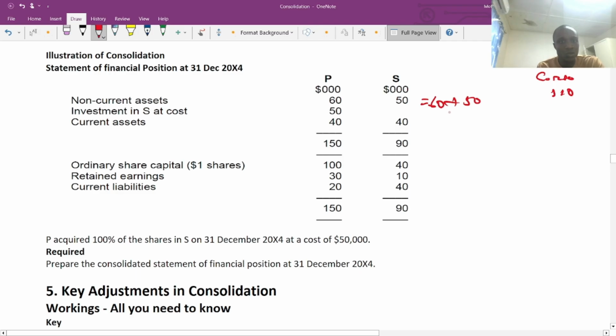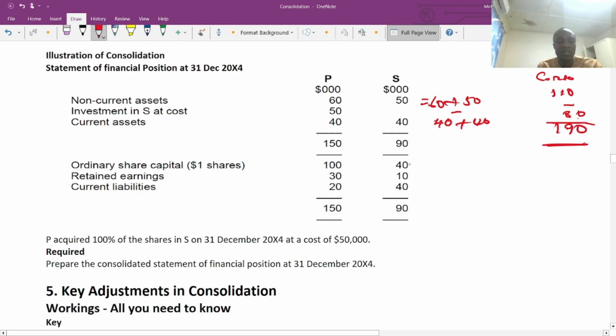Now, we are not going to consider the cost of investment based on the basic principle. Cost of investment, we don't have to compare anything. Then the current assets, we are going to add 40 plus 40, which will give us 80. So therefore, the answer will be 190.